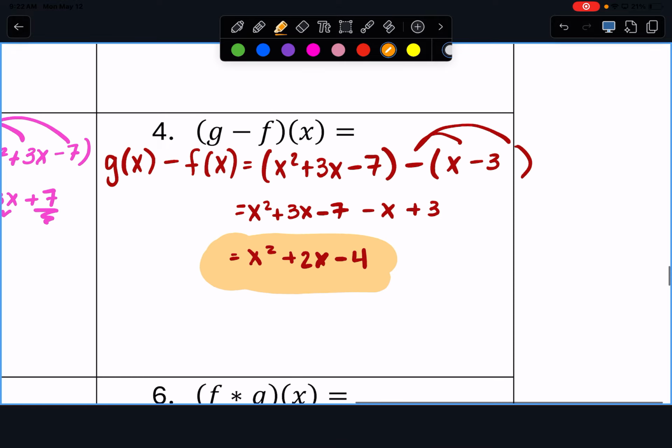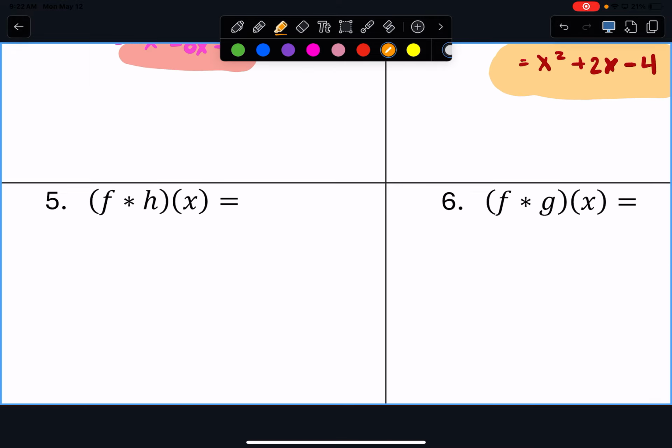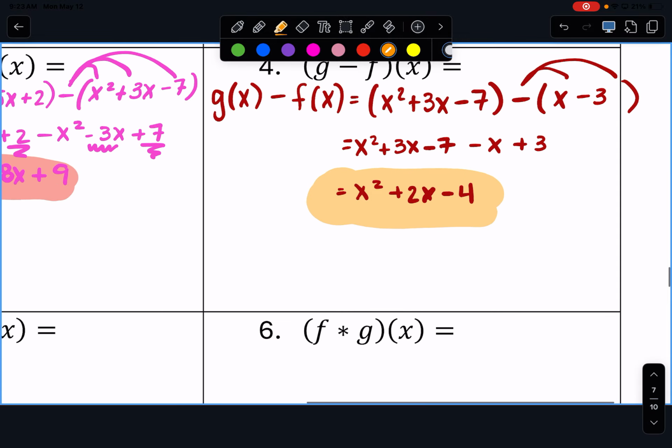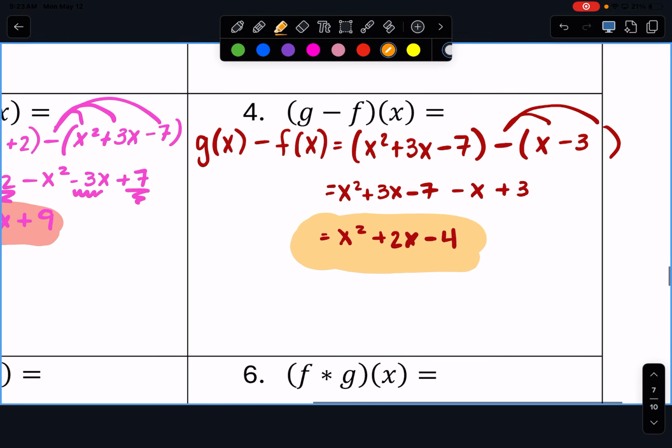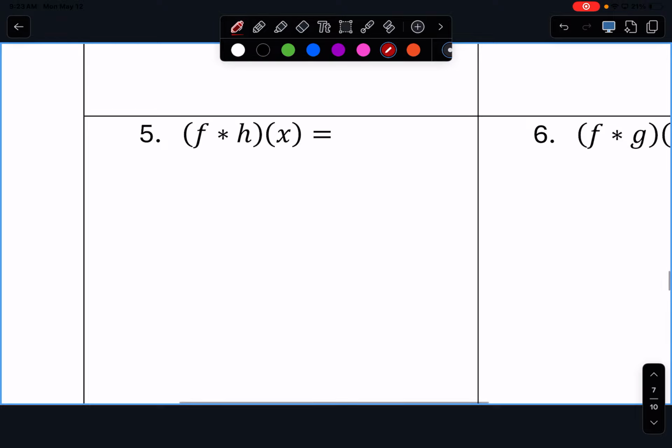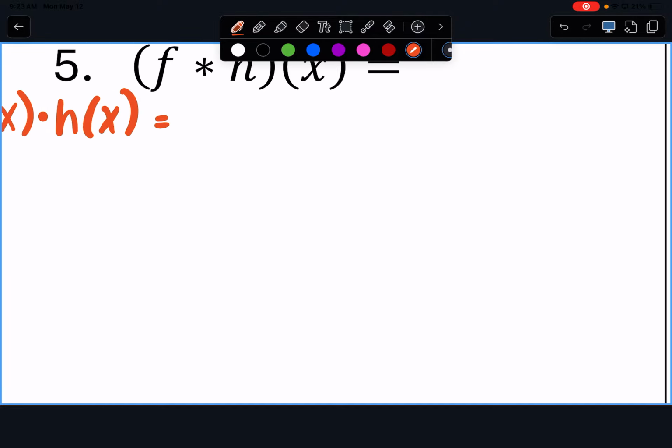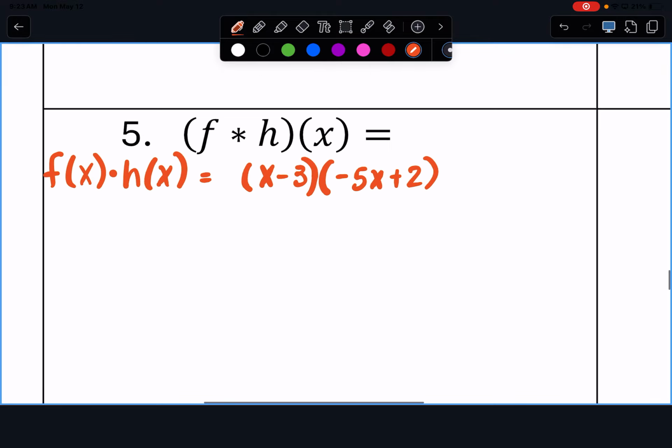All right, now we're going to look at number 5. So number 5 is asking us to do multiplication. Okay? So we are going to set it up with f of x times h of x. So what is function f of x? What is function h of x? Negative 5x plus 2. Okay, to multiply, we have to do what? Multiply each. Exactly.